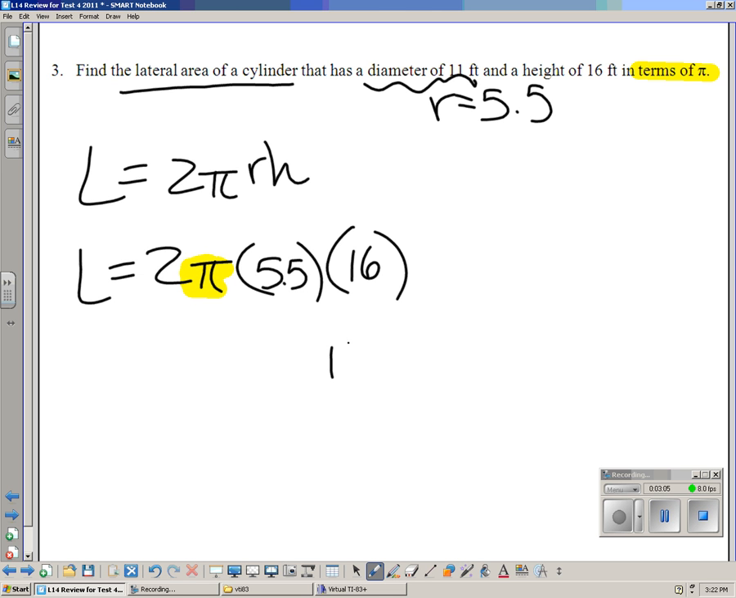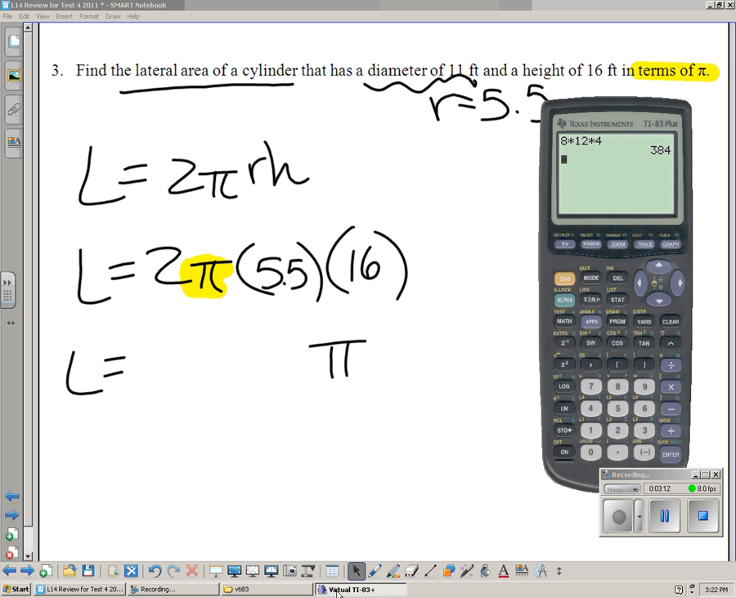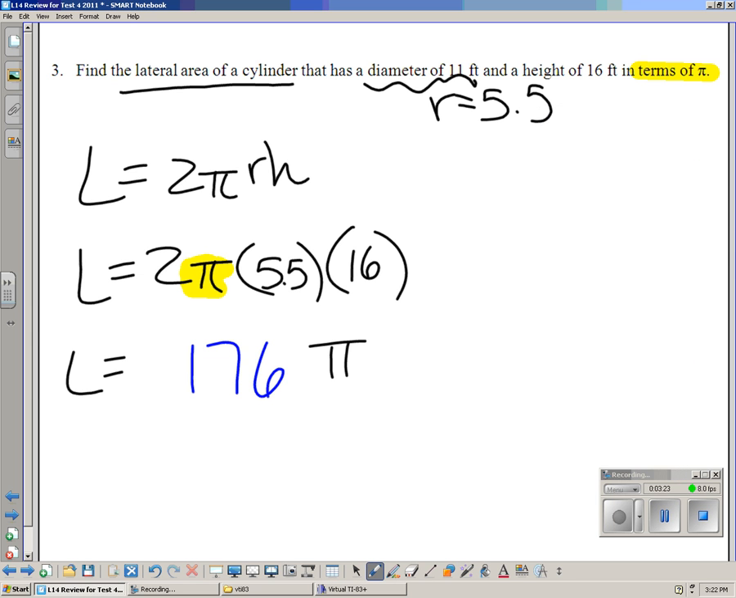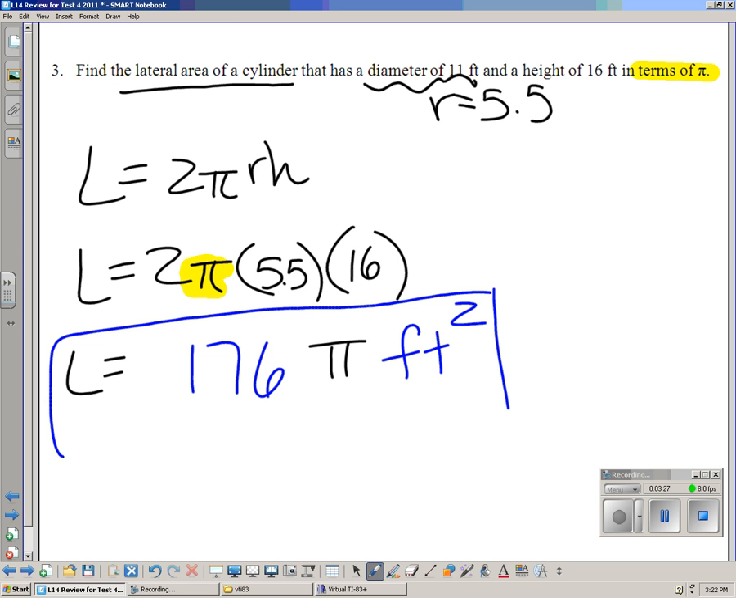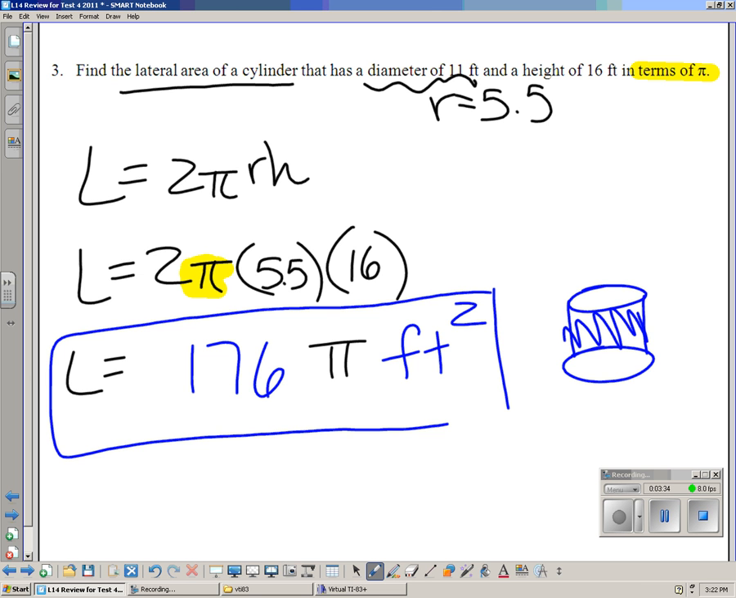I'm going to bring it down on my final answer, and all the other numbers need to get multiplied. So the 2, the 5.5, and the 16 need to get multiplied together. I'm not going to multiply the pi. 2 times 5.5 times 16 equals 176. So we have 176 pi feet squared because this is a lateral area. So in terms of the cylinder, think about the Campbell's soup label. The lateral area is how large that label is.